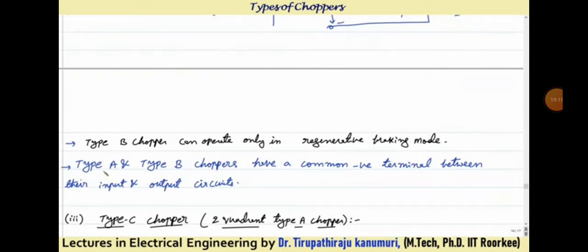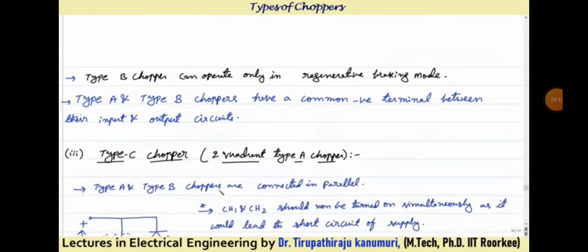This type A and type B chopper, whatever we have discussed, have the common negative terminal between the input and output circuit. This is not the case for the remaining choppers which we are going to see.